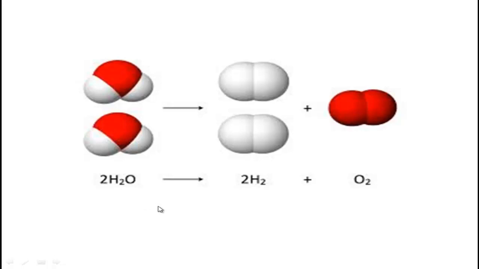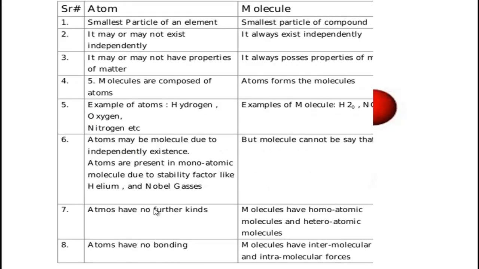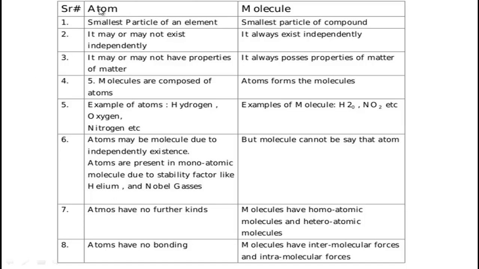But I have also shown here some more information, some differences, then it will be more clear to you about these two terms, atom and molecule. Follow here, atom is the smallest particle of an element, and molecule is the smallest particle of an element and also of a compound. It may or may not exist independently. I have said an atom cannot exist freely in nature, but sometimes it may. In which case? In case of some noble gases.